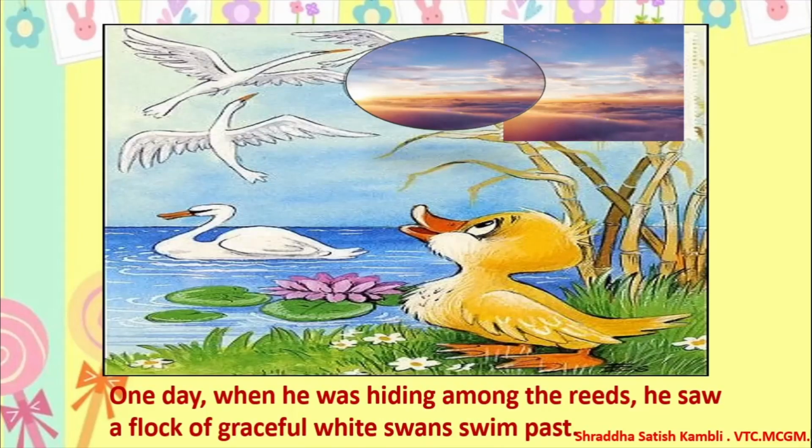Alright? Then one day, when he was hiding, so he was sad, so what he started doing? He started hiding here and there. He started hiding from other animals because he knew that someone sees me, they're going to make fun of me. But one day when he was hiding among the reeds, he saw a flock of graceful white swans swim past. See, you can see here, the duckling saw some swans. Now, the swans are also animals which live in water, but they can fly. The duck can also fly, but not over long distances. Okay? But the swans, they can fly over long distances. And they are very beautiful creatures. They're very graceful creatures. So he saw these beautiful swans and he started thinking, oh God, these swans are so beautiful, but I am so ugly. And again, he started feeling pity on himself.